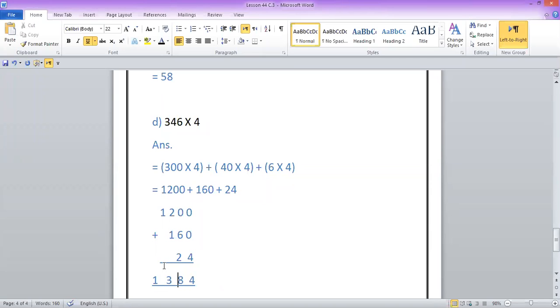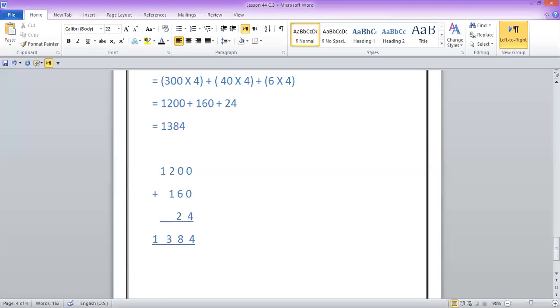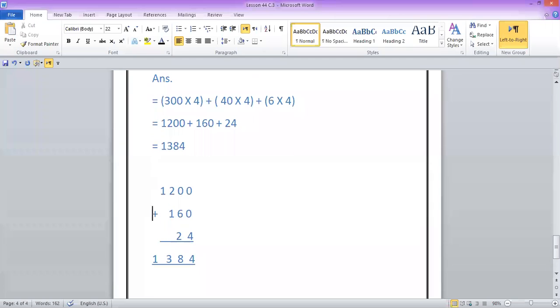Very good. The answer is 1384. Okay. I can write directly here the answer, that is 1384, and this is just to make you understand how it is added. Because 1200 is a bigger number, I write 1200 first, then 160, then 24.